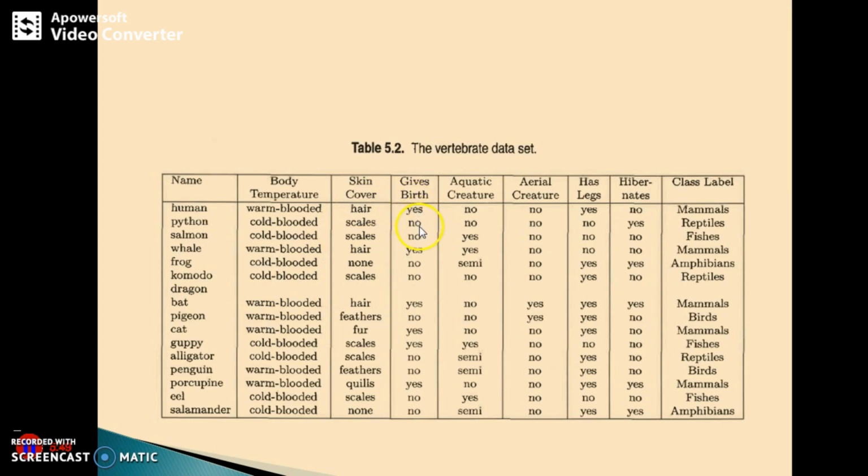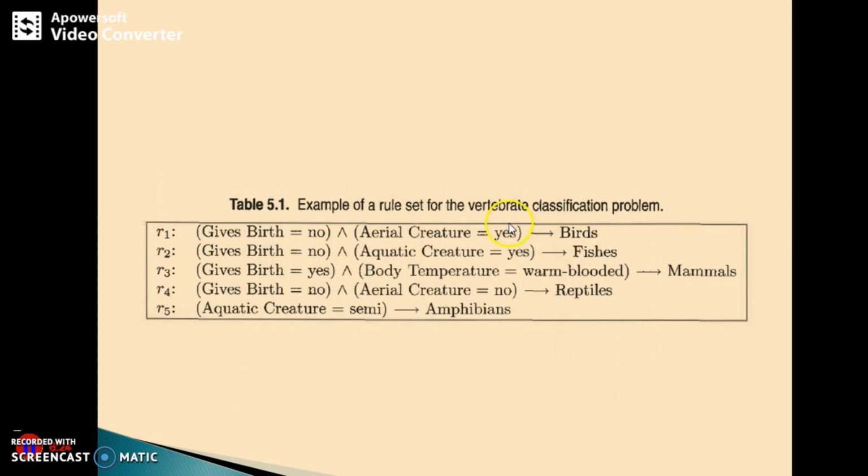Gives birth no, and aerial creature yes, it's classified as bird. I got 1 record. Gives birth no, aerial creature no, still it is saying it's bird. It's actually a negative record, which says that it's a bird. So I have only 1 record which says gives birth is equal to no, and aerial creature is equal to yes, and it belongs to bird.